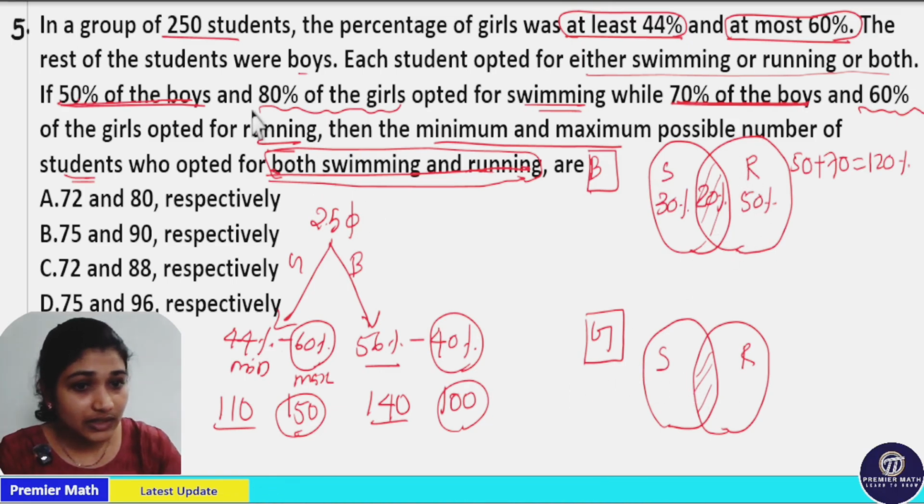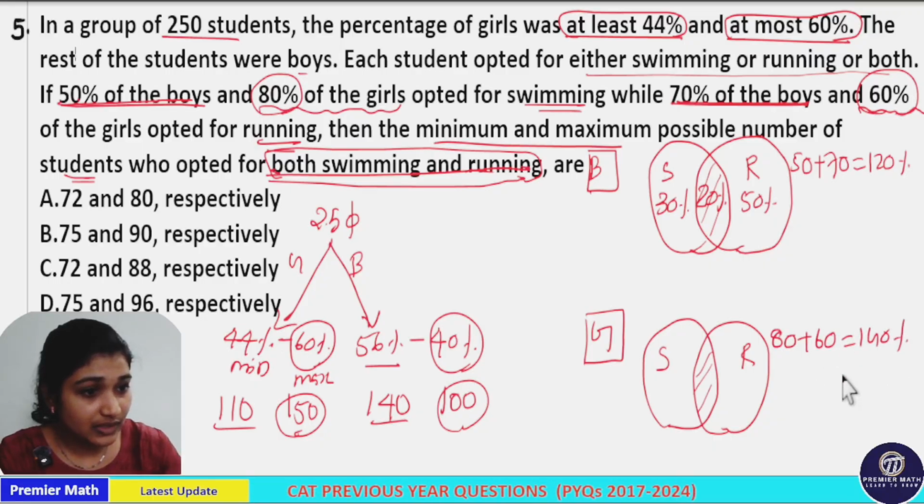Same way, here, if you look at girls, 80% and 60% of girls opted for swimming and running respectively. Now 80 plus 60 is equal to 140%. Total girls is 100%. So this extra 40% represent both swimming and running. Now 80 opted for swimming means 40 plus 40 is 80. 60 opted for running means 20 plus 40 is equal to 60. Now from girls, 40% opted for swimming alone, 40% opted for both swimming and running, 20% opted for running alone.